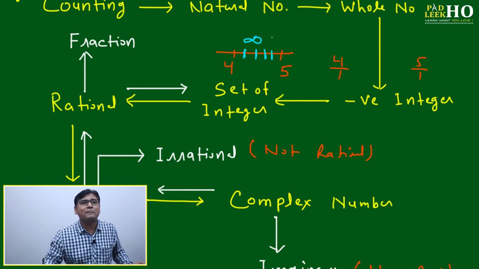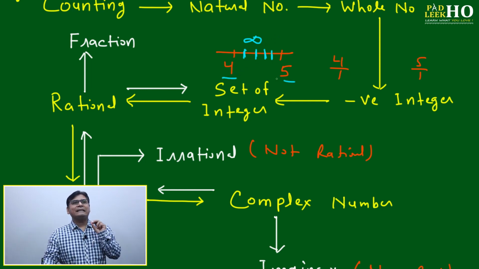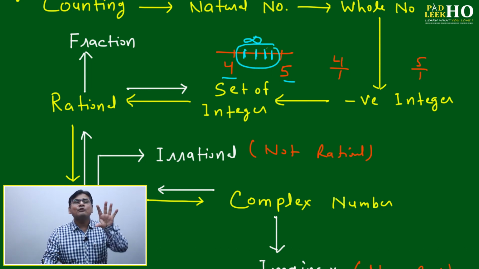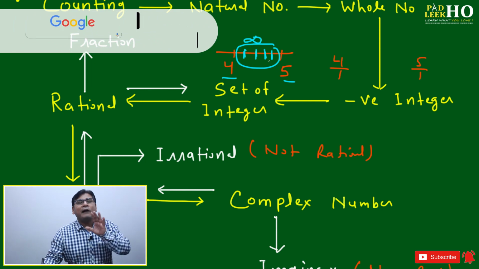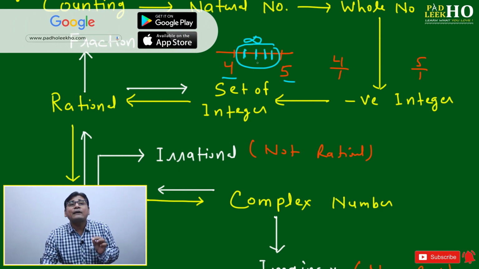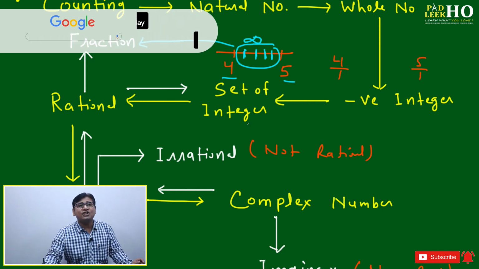Infinite number of rational numbers can exist. Now you just tell me, between two integers, only 4 and 5 are integers. The remaining numbers, what are they? They cannot be integers because 4 and 5 are consecutive integers. Then whatever numbers exist between them cannot be integers. Then what is this? This is called a fraction.